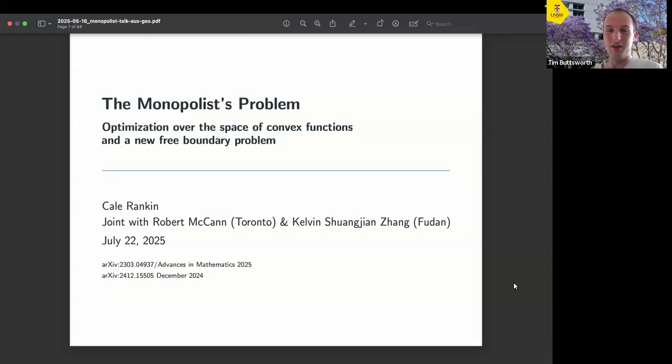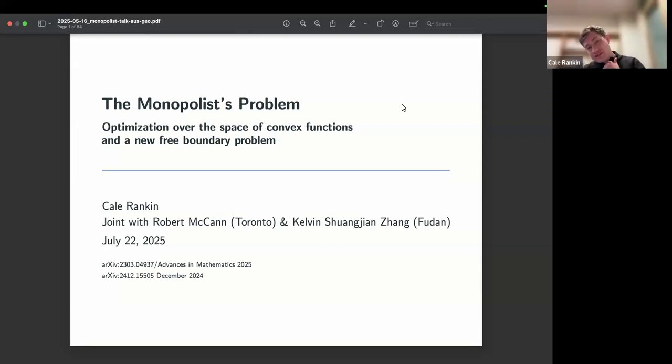This afternoon, I'm pleased to introduce to you Cale Rankin, who's currently a postdoc at Monash University. Cale's going to be talking to us about the so-called monopolist's problem, optimization over spaces of convex functions, and free boundary problems. Thank you, Cale.